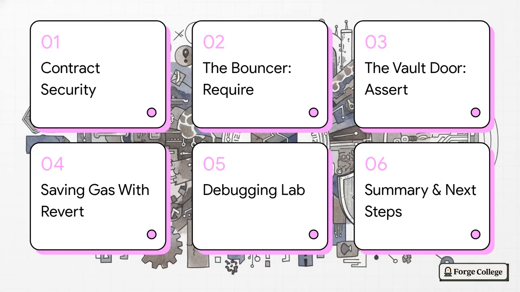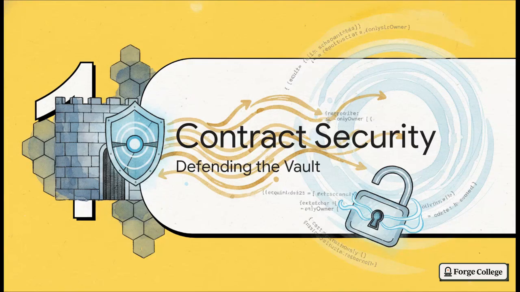Here's a quick look at our agenda for today. 1. Context and contract security. 2. The bouncer, require. 3. The vault door, assert. 4. Saving gas with revert. 5. Lab, debugging the contract. And 6. Summary and next steps.